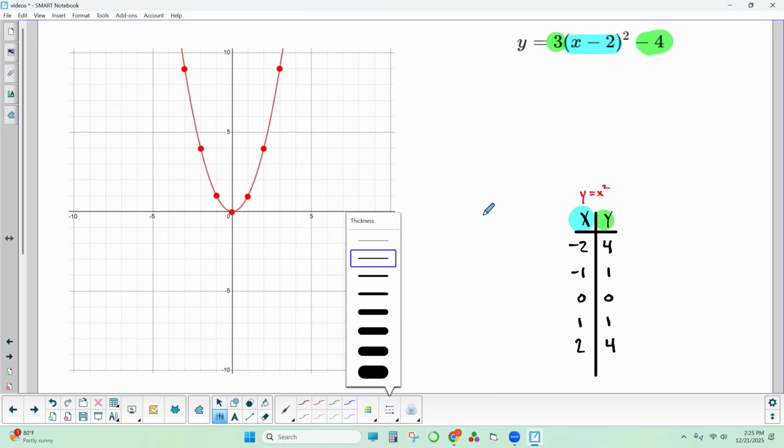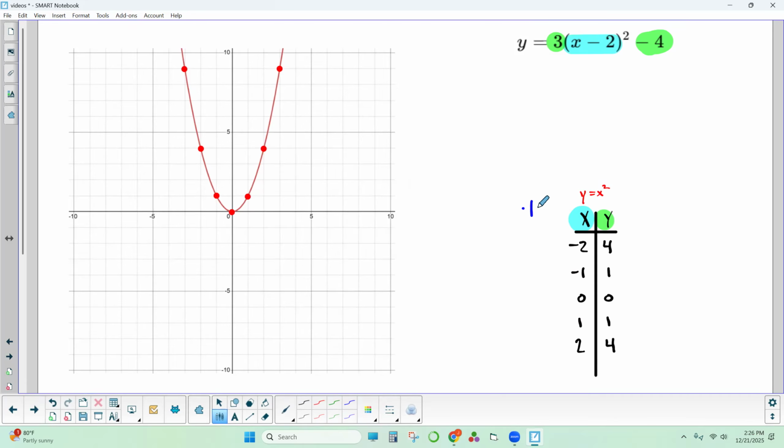Okay, so I'm going to add 2 to my x's, and then I'm going to take my y's and multiply them by 3 and subtract 4. So now I'll go down the table and apply these. That's going to be 0, 1, 2, 3, and 4. Over here, multiply by 3, subtract 4 will give me 8, -1, -4, -1, and 8.